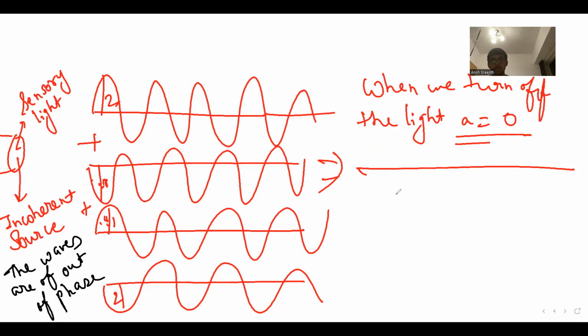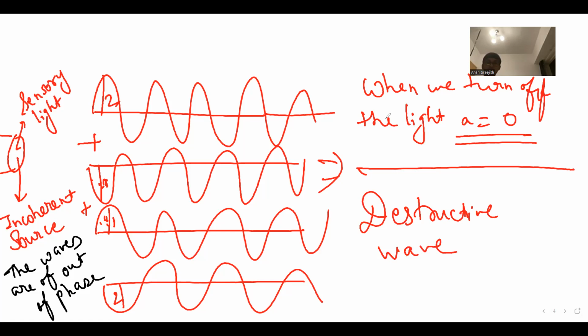This type of superposition of the wave is known as what? Destructive interference. Yes, destructive interference. Understood? Clear? Any doubt? These things are there in your syllabus.